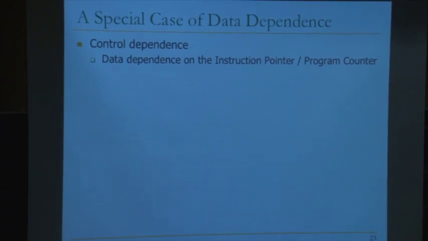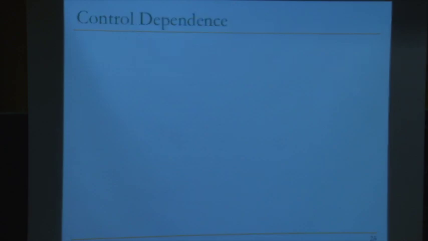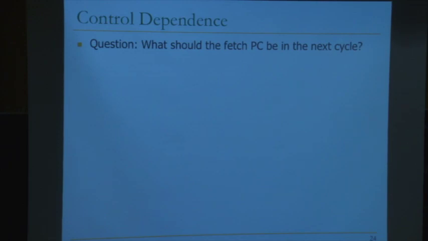Now we'll go a little bit deeper. And I'll go faster because I've given you all of the fundamental concepts, I think. We'll go into implementation soon. But before we do that, there's a special case of data dependence, which is control dependence. As we discussed last time, this is a special case of data dependence because it depends on the instruction pointer, the program counter. But it's special because you've got to resolve this data dependence very, very quickly. Otherwise, you don't know what to fetch. What should be the fetch PC in the next cycle?